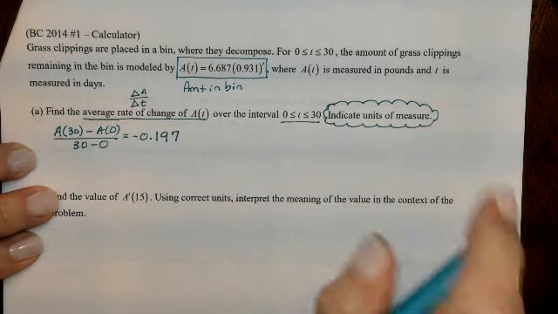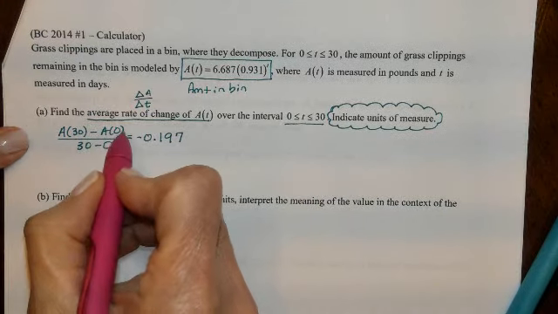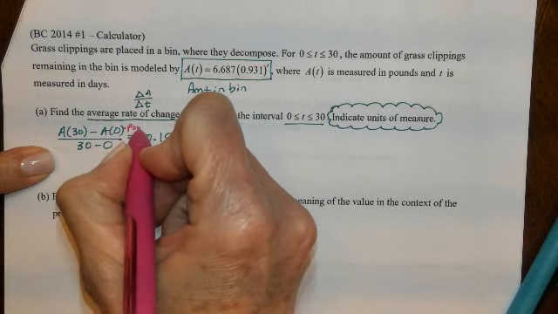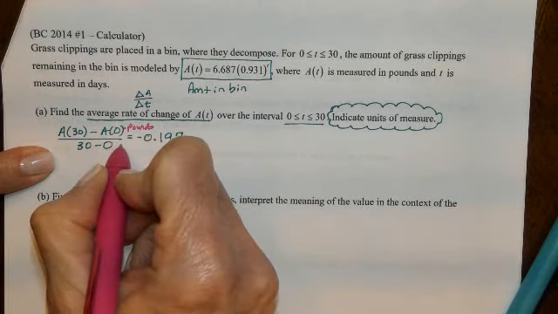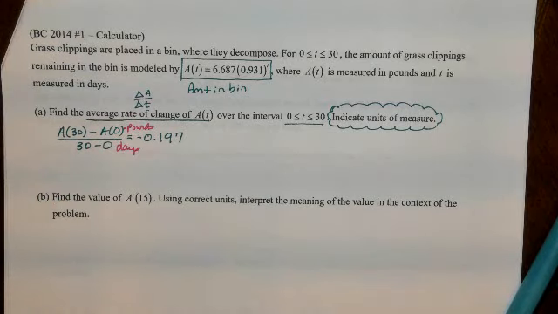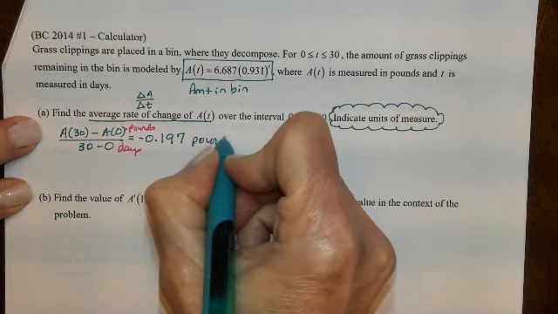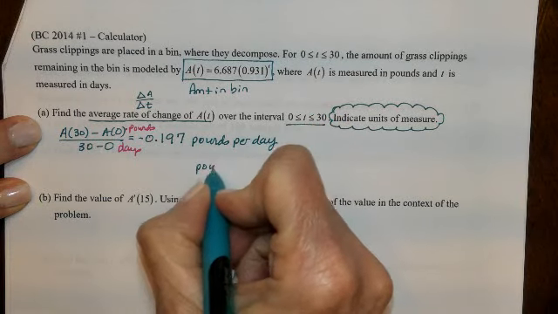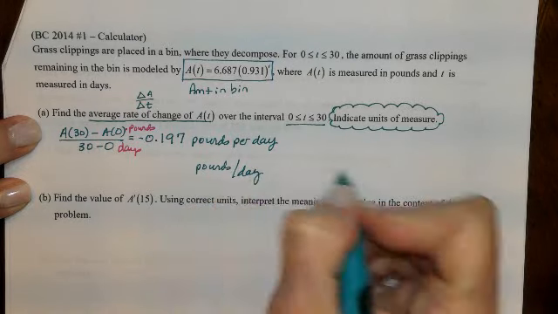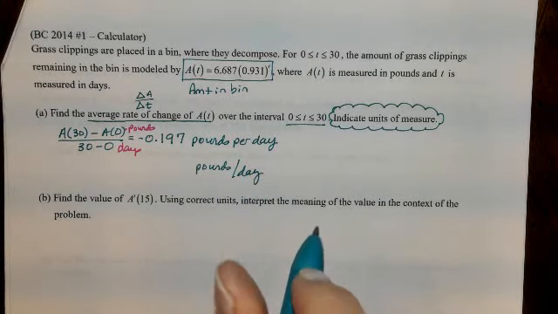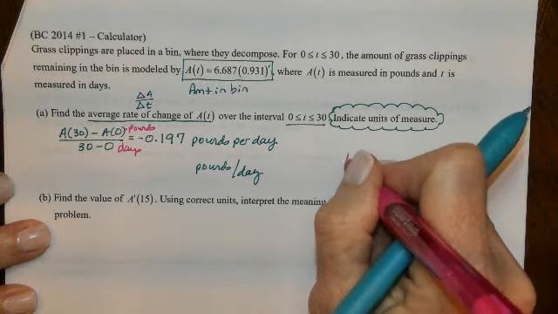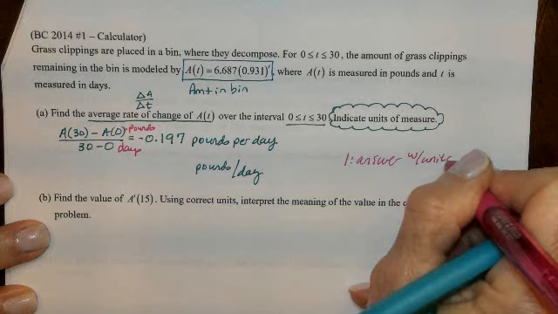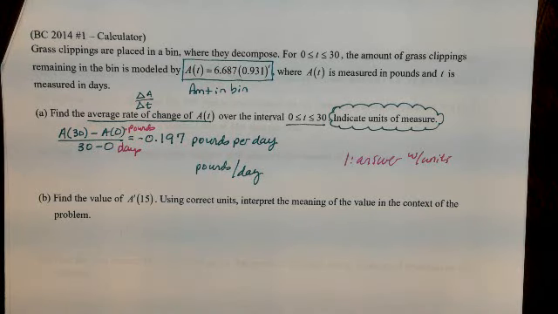So remember, to find units, you take the units of the top and you divide it by the units of the bottom. So the top is in pounds, the bottom is in days. So my units will be pounds per day. And you can totally write that pounds per day like that. Either way is fine. Okay? This was just worth 1 point. Answer with units. So if you did not give units, you did not get anything for that.